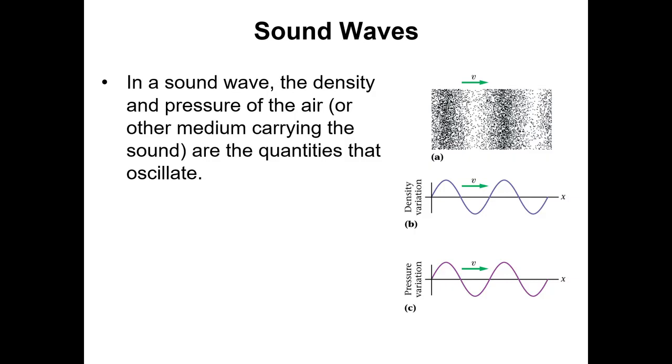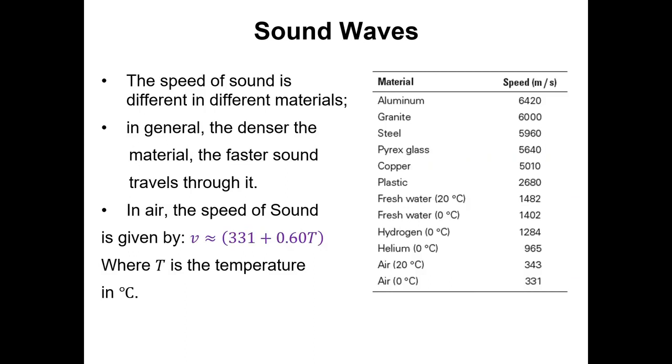And you can think of it as the pressure variation also. So where there is high density, there is high pressure. When there is low density, there is low pressure. Okay. So long story short, sound is a wave, and it's a longitudinal wave. And it's characterized by a certain speed and a certain wavelength.